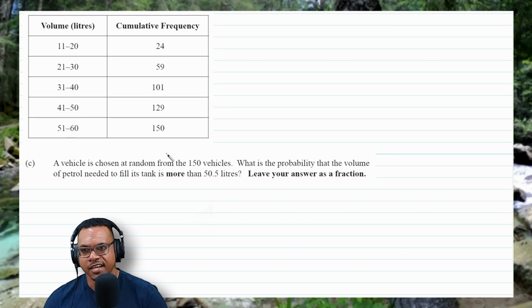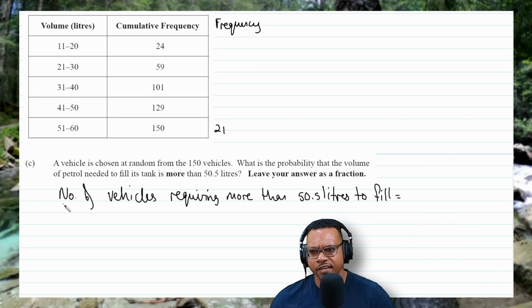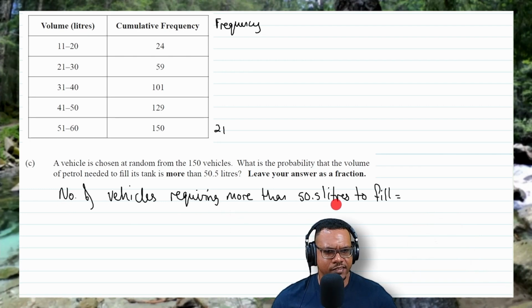So we need the frequency for this class interval, which will be 150 take away 129. All right, so 150 take away 129 is 21. So that means you have 21 vehicles that take in between 50.5 to 60.5 liters to fill. So the probability that the volume of petrol needed to fill the tank is more than 50.5 will be 21 out of the total amount of vehicles, which is 150. So the number of vehicles requiring more than 50.5 liters to fill will be equal to 150 take away the 129, because that'll be the frequency, which is equal to 21.